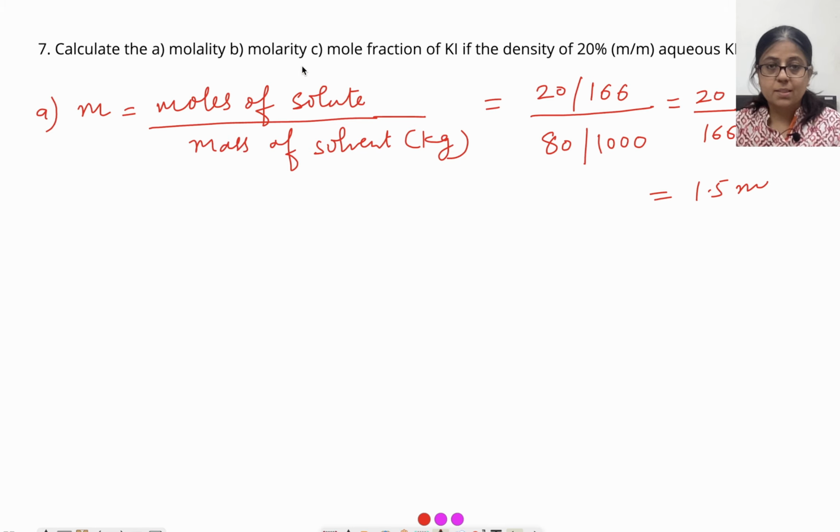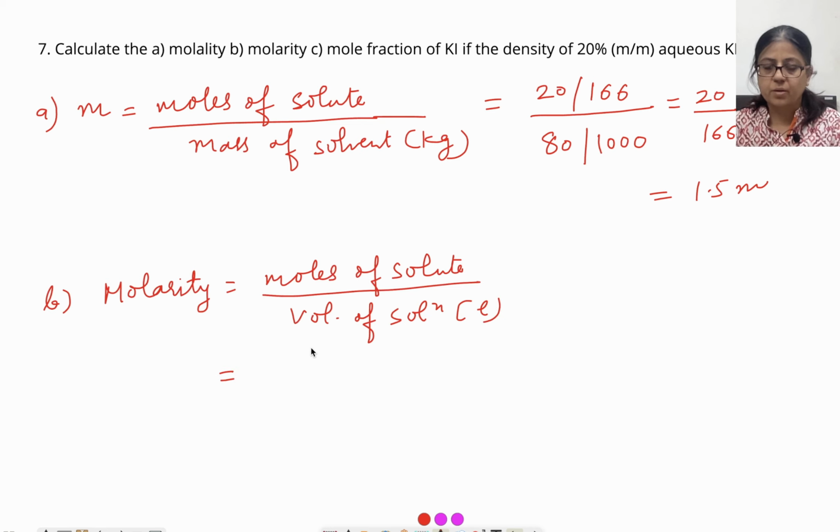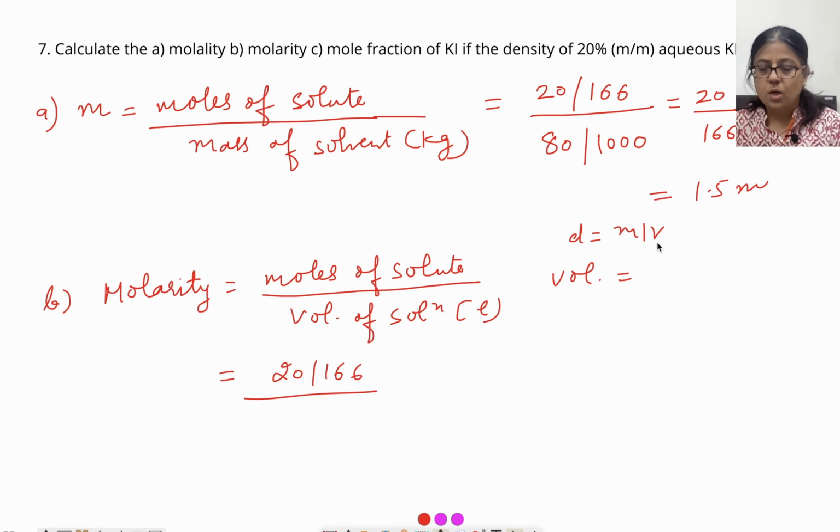To calculate the second part, that is molarity, you need density, because we have to calculate the volume of the solution as well. So moles of solute divided by volume of the solution taken in liters is equal to the molarity of the solution. Moles of solute you have already calculated here, 20 by 166. To calculate the volume of the solution, you need density, and as we know, density is equal to mass by volume. So volume will be equal to mass of the solution by density.